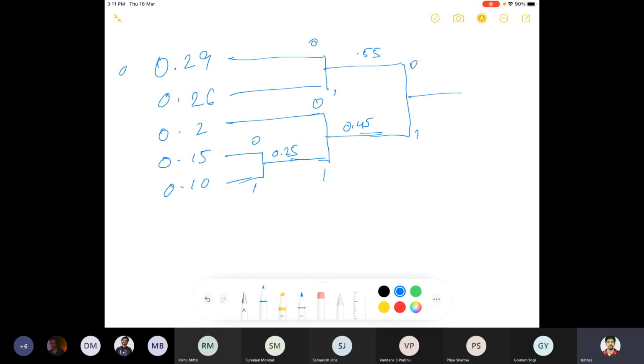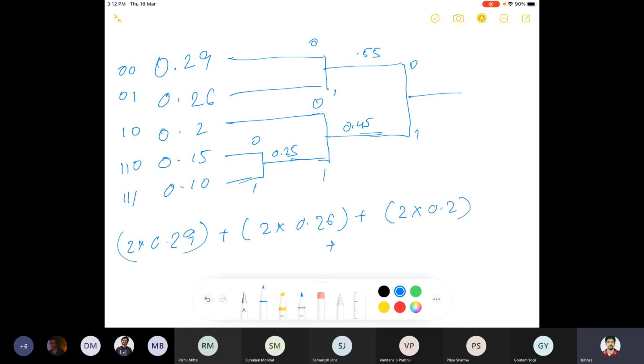So it will be 0, 0, right? 0, 0. It will be 0, 1. Then it will be 1, 0. And then it will be 1, 1, 0, 1, 1, 1. Then maybe the calculation will match. So 0.29 times 2 plus 2 times 0.26 plus 2 times 0.2 plus 3 times 0.15 plus 3 times 0.10.